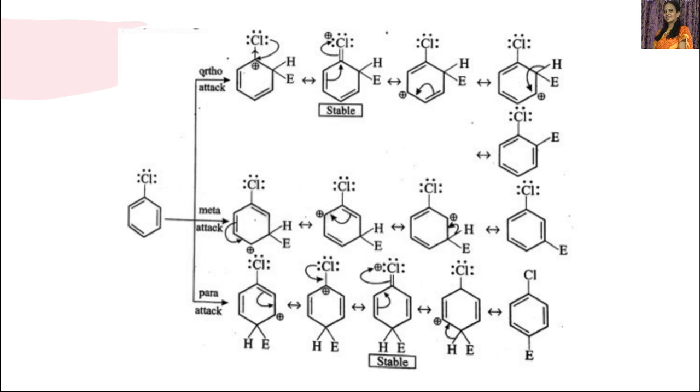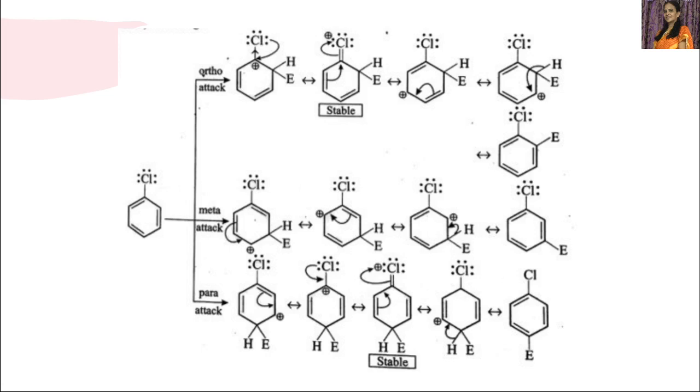Next, let's see this meta attack. At the meta position, the electrophile is forming a bond. This particular carbon gets the positive charge. Delocalization. This carbon gets the positive charge. Delocalization. This carbon gets the positive charge. And there is no positive charge on the first carbon. So finally, this one loses a proton to give this product, and here no stable structure is present.